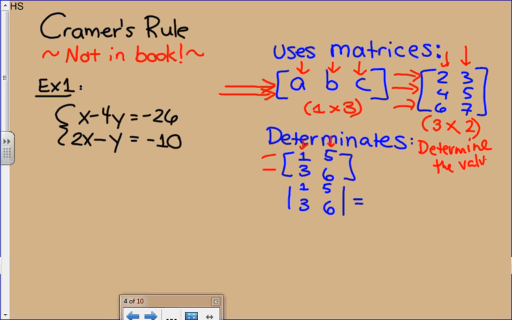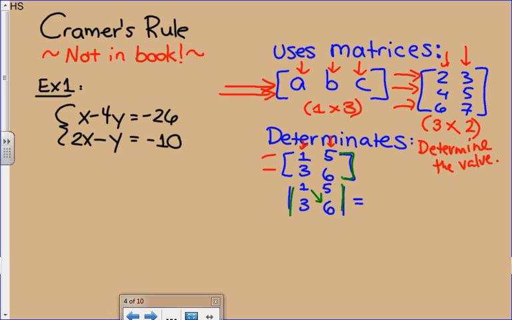When we're determining the value, we drop those brackets and make them look like actual value bars. That way I know you are trying to find the determinant, because you can do all sorts of things to these. But if you want the determinant, you just drop the bars. Now, finding the determinant is really simple. You guys ready? Okay, here we go.